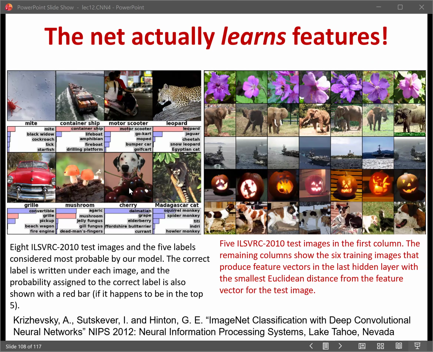This is supposed to be a cherry. The model thought it was a Dalmatian. I kind of agree with the model though, more than the label in the data set, right? This was supposed to be a mushroom, but the model recognized agaric, which is down here, and so on. This is supposed to be a Madagascar cat. It thought it was a squirrel monkey. It looks like a squirrel monkey. So even the errors were very reasonable.